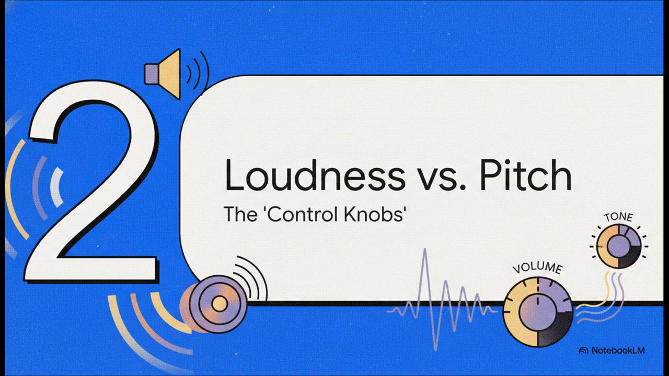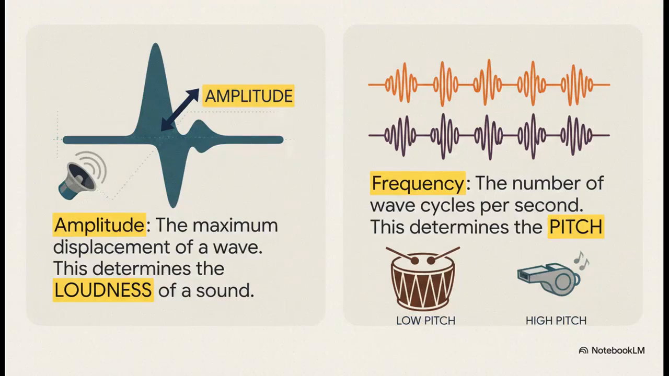Now, let's look at the two main ways we describe a sound: how loud it is and how high or low it is. You can think of these as the control knobs for sound. So what are these control knobs in physics terms? It all comes down to the wave's shape.